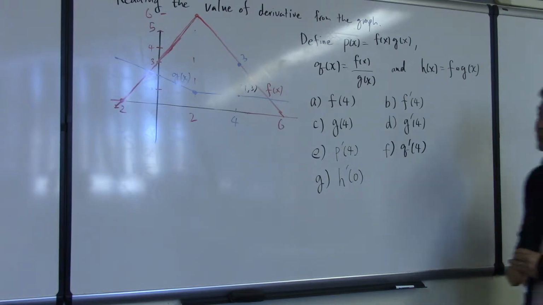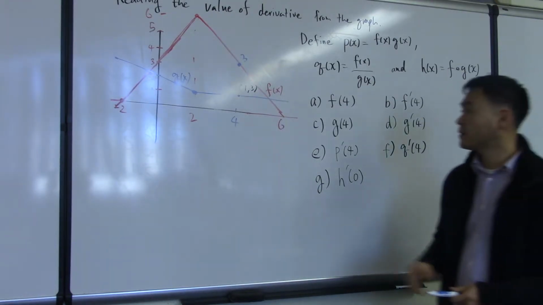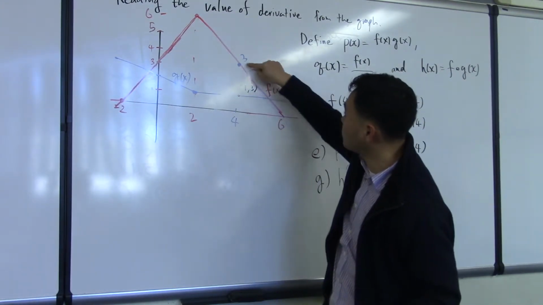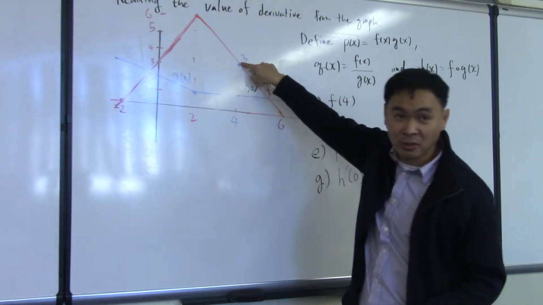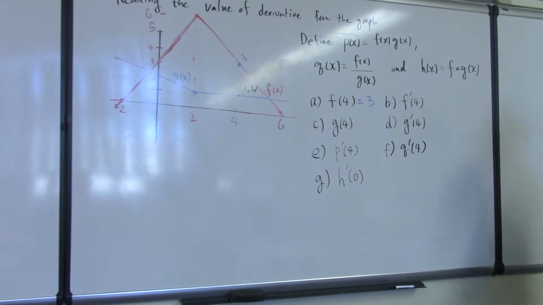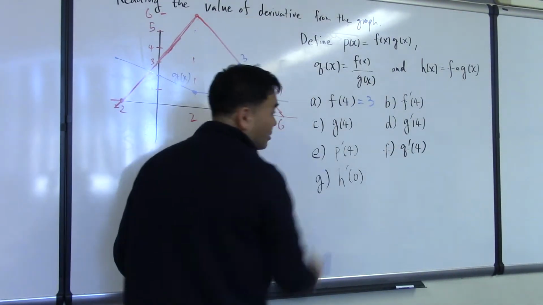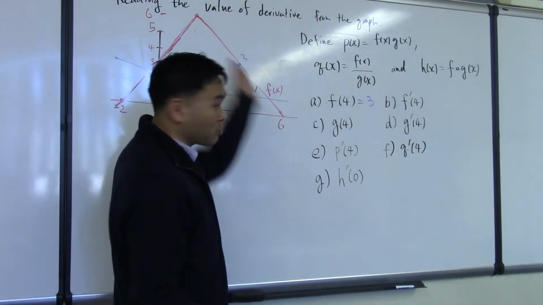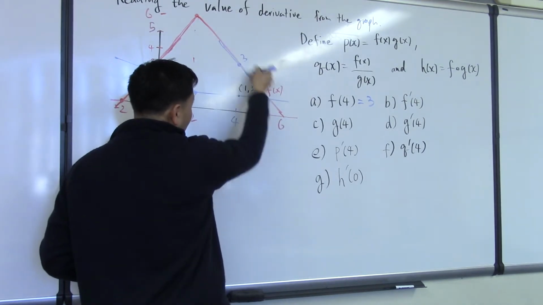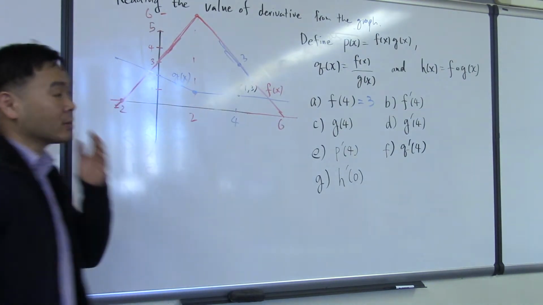Okay, f of 4 is easy, right? What's f of 4? Yeah, so this is the graph of f. If you go to location 4, you see that the value, the altitude, is 3. So the value of f is 3. What's f prime of 4? What's the meaning of the derivative? It's the slope of the tangent line, but this is a straight line apparently. So if you draw the tangent line to a straight line, it's the line itself. So we're really looking at the slope of this portion of the graph.